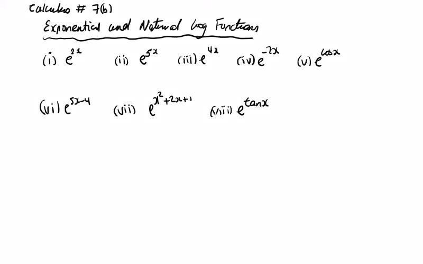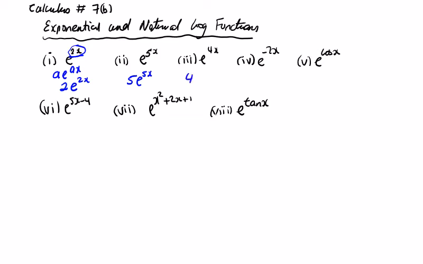So we look at some questions in relation to exponential and natural log functions. So the question here, obviously, differentiate with respect to x the following. So these are your e to the power of ax's. So the reason it becomes a e to the power of ax is that we differentiate the power to get 2, and then it stays as e to the power of 2x. Differentiate the power to get 5 e to the power of 5x.